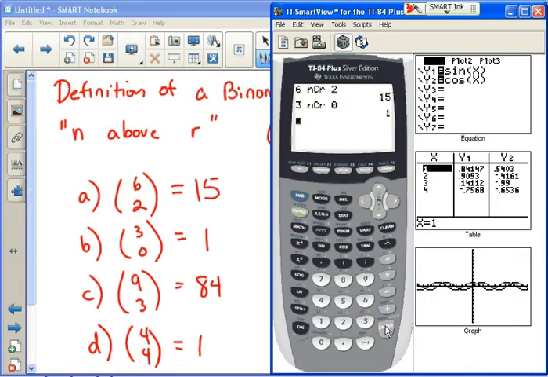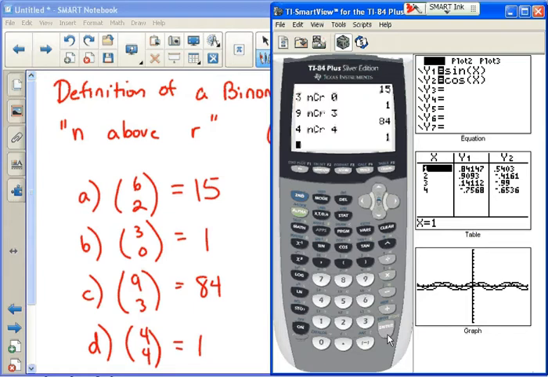And then we do 9, math, probability, 3. Oh, sorry, I pushed the wrong button. Try that again. 9, math, probability. Here we go. Choose 3. We get 84. And then the last one, 4, math, probability, nCr, 4. And we get 1. So that's how we find the coefficient.